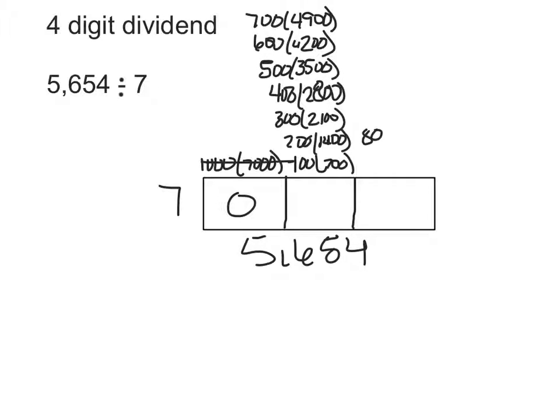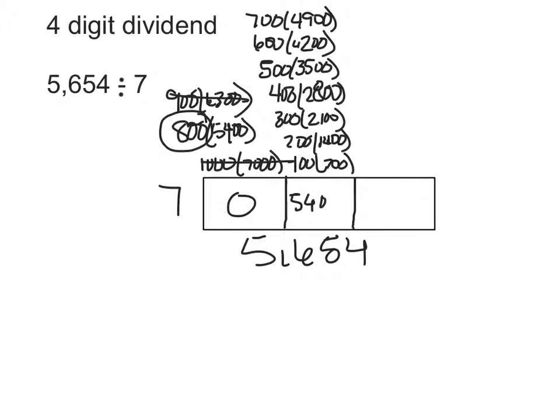and I'm actually going to move it to this side. 800 times 7 would be 5,400. 900 times 7 would be 6,300. And that's too much, so I'm going to come back. My partial quotient is 800. And I have 5,400. And I'm going to subtract that.